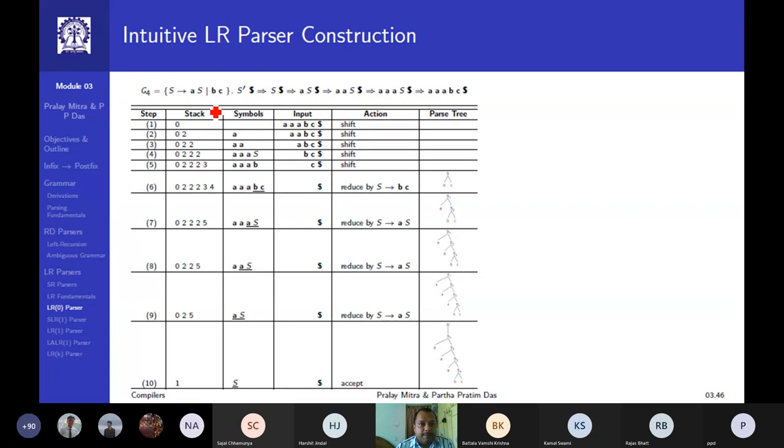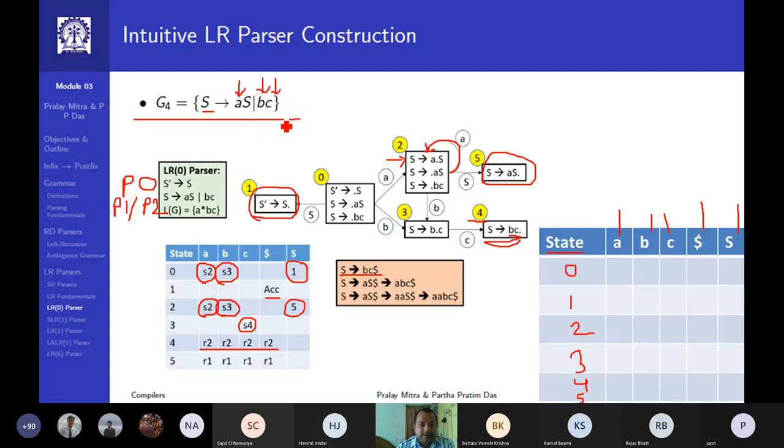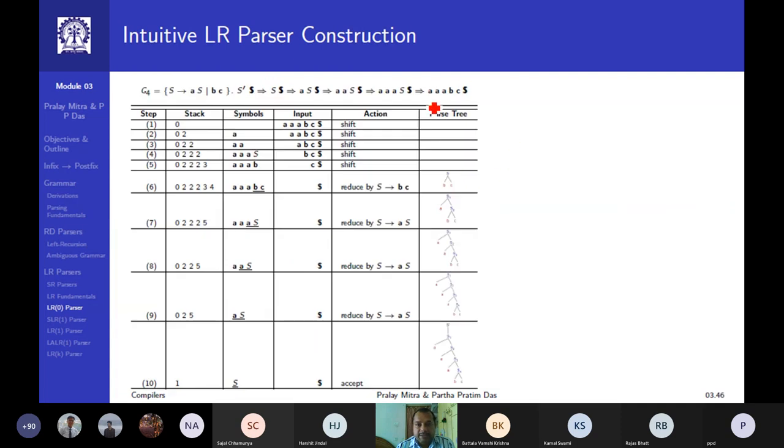Now here is one parsing construction for grammar G4: S derives A capital S or P1, the previous one, this production rule. The table, we know what the parsing table is, and we are interested to parse AAABC dollar. Initially the state is 0, that is the stack top state. Input is AAABC dollar.